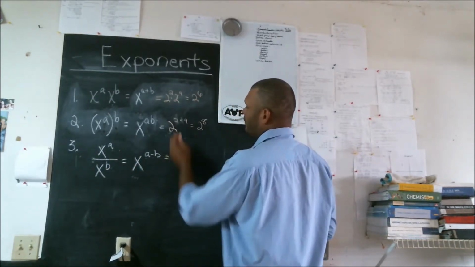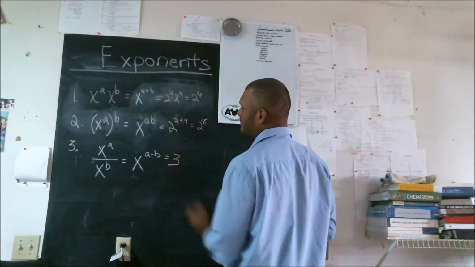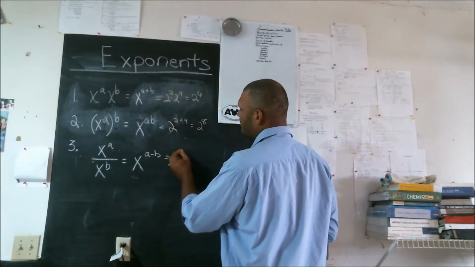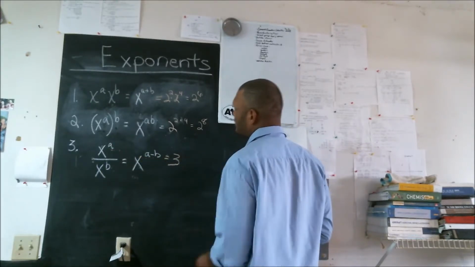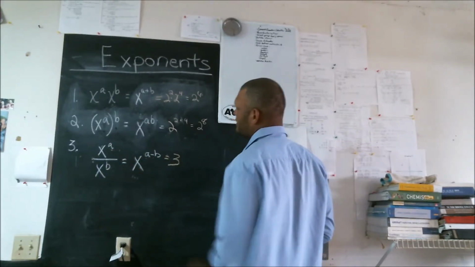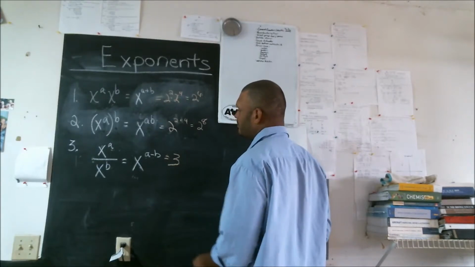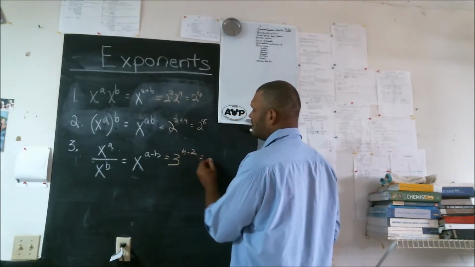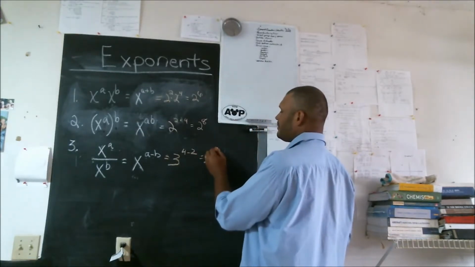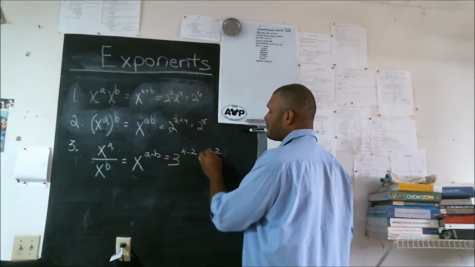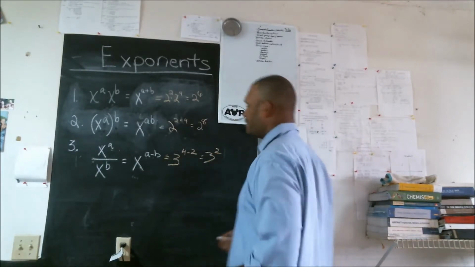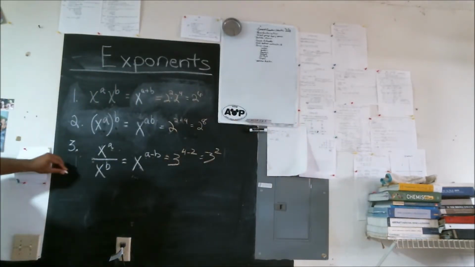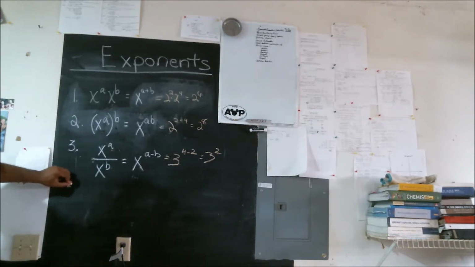So if we put a number in here, we'll say x equals 3, and we'll say that this is a 4, and that this is a 2. So we'll say 4 minus 2 equals 3 over 3 squared. And that's a very easy one in and of itself.